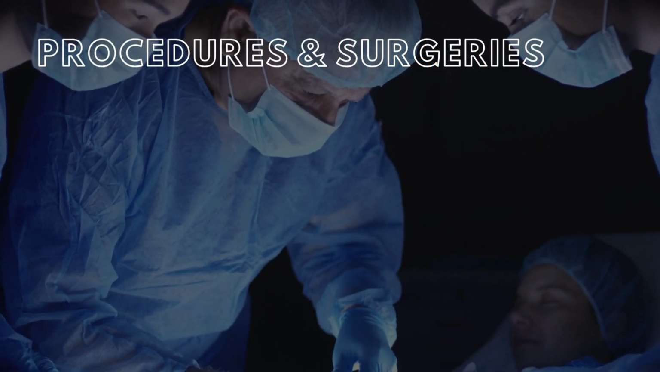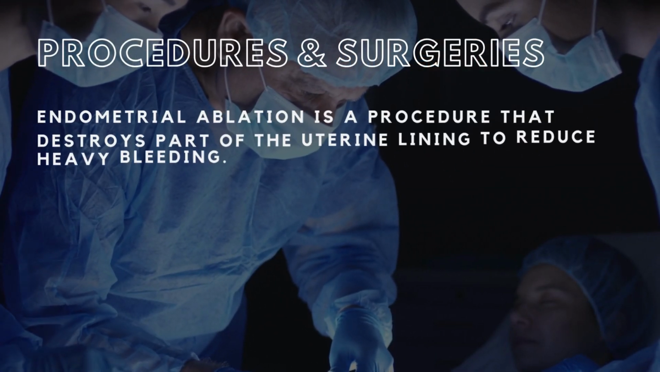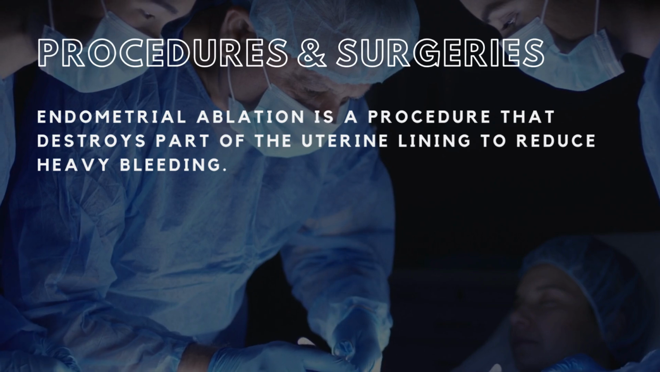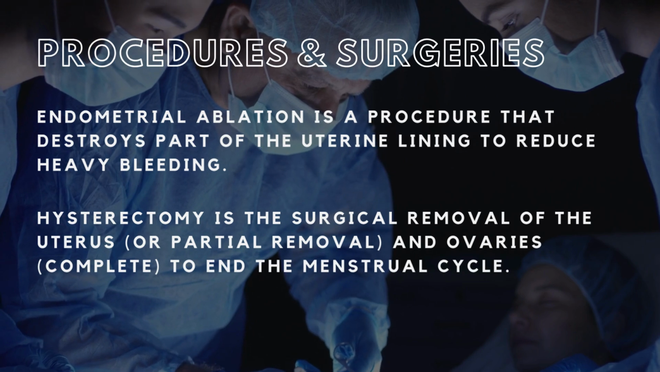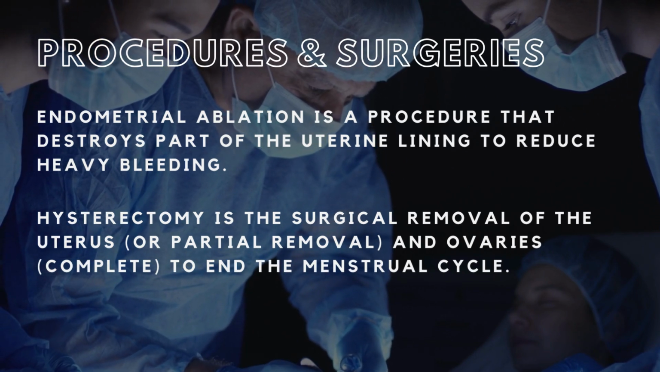Procedures and surgery. Endometrial ablation is a procedure that destroys part of the uterine lining to reduce heavy bleeding. Hysterectomy is the surgical removal of the uterus and ovaries to end the menstrual cycle.